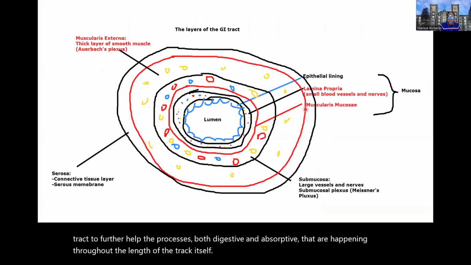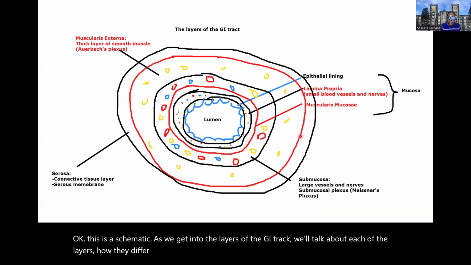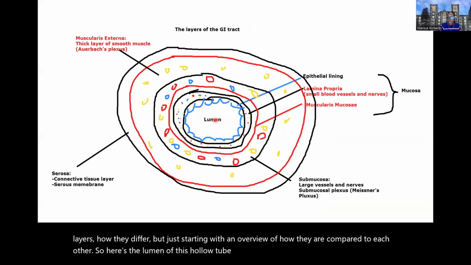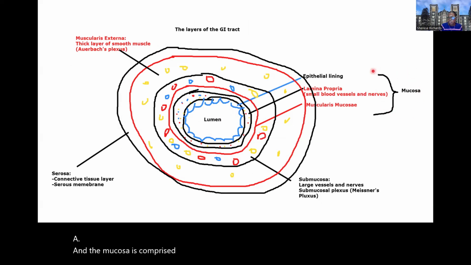Okay, this is a schematic as we get into the layers of the GI tract. We'll talk about each of the layers, how they differ, but just starting with an overview of how they are compared to each other. So here's the lumen of this hollow tube, the GI tract. And then here's the outer layers that make up the wall of this tract. First off, from the innermost aspect, we want to start with the mucosa. And the mucosa is comprised of three smaller layers that are the first structures that nutrients must pass through in order to be absorbed.